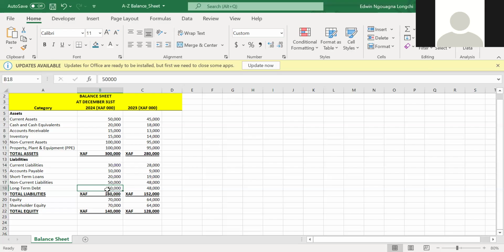Then we have long-term debts. Yes, you can take a debt that you pay maybe after 10 years. People will take loans of 10 million, you cannot pay in a year. So those are all liabilities, and you put them here.